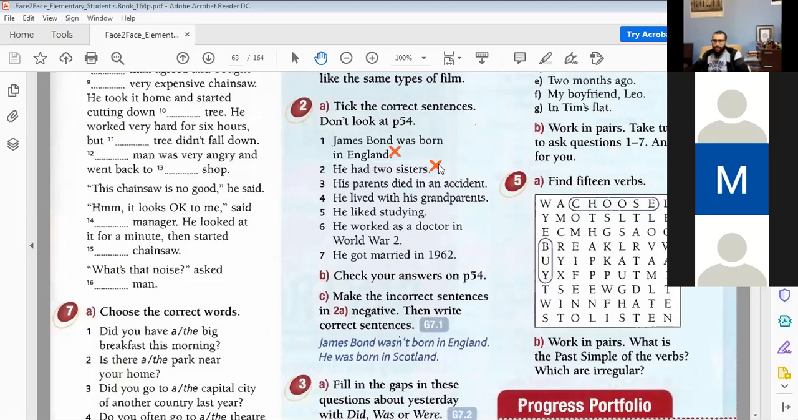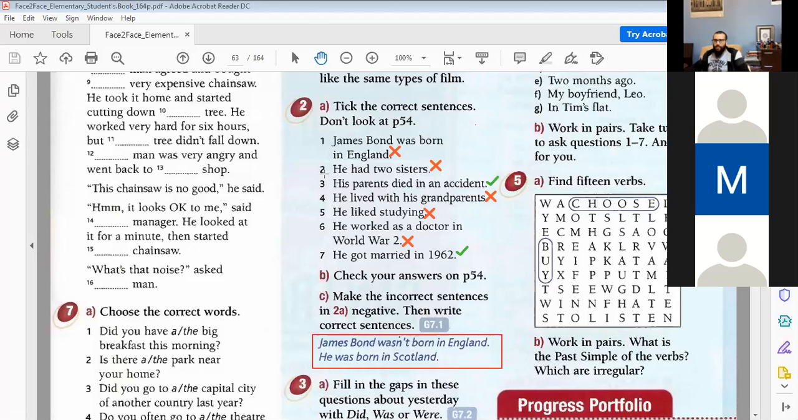He didn't have 2 sisters. This one was right. His parents died in an accident. He lived with his... This is also wrong. This is wrong. This is wrong. And the last one is right, right? I think it's right, the last one. Okay. Yes. Yeah, so what we want to do now is for each point, we want to say it in the negative and then correct it. So just like the examples, the example below, we'll follow the same way. So we should say James Bond wasn't born in England, he was born in Scotland.